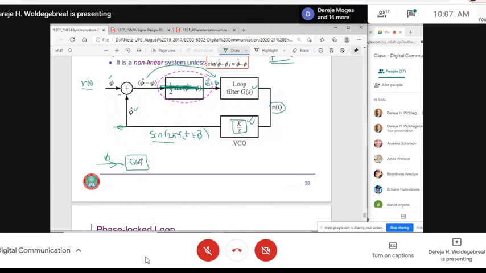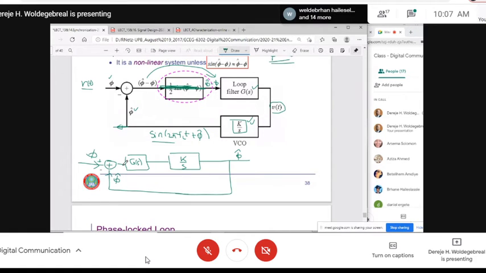ከዚህ በኋላ ወደምታውቁት እየመጣ ነው። የሉፕ ፊልተሩ አውትፑት ወደ ቪሲኦ ይገባል። ቪሲኦ ይኸው ኪዮቨሬስ ነው። የእሱ አውትፑት ኤስቲሜት ፋይሃት ነው። እሱ ተመልሶ ለፋይሃት ፊድባክ ይሆናል። ፕላስ ማይነስ፣ ይሄ ኔጌቲቭ ፊድባክ አይደል?